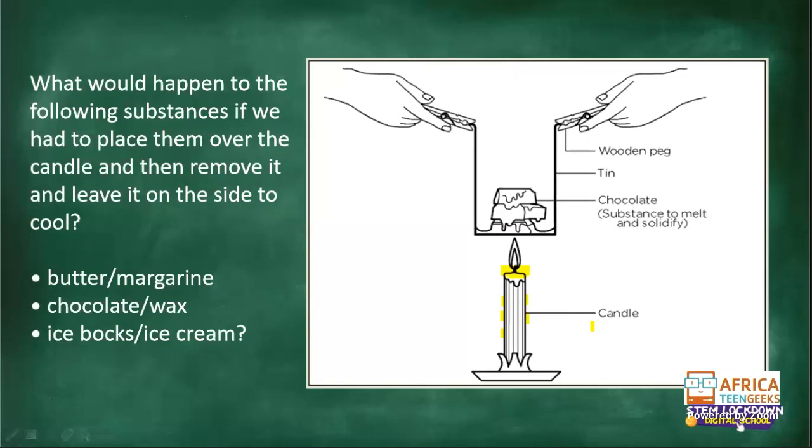But while it is burning, it becomes a liquid, and it will actually run down the candle, or maybe at the bottom. You all know that because you've all done this. Now, if you had to put an ice box, yes, it's called wax, yes. If you had to put an ice box or ice cream in the tin above the candle, what will happen to it?